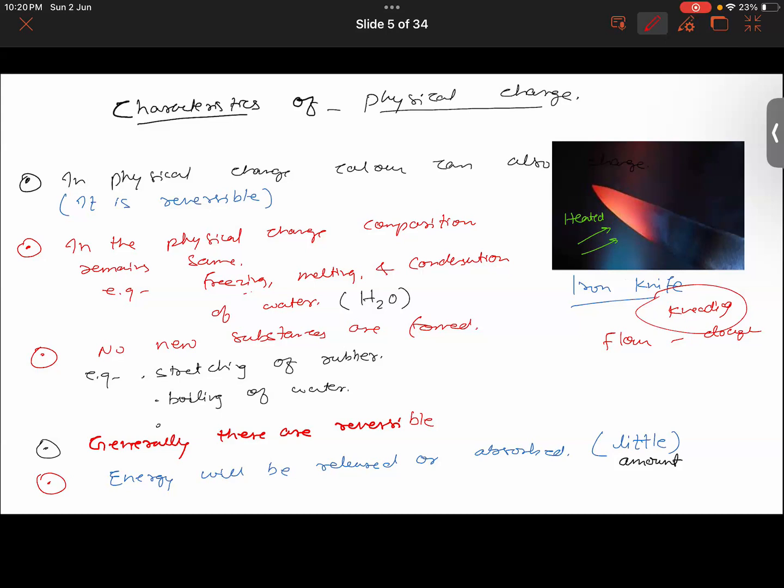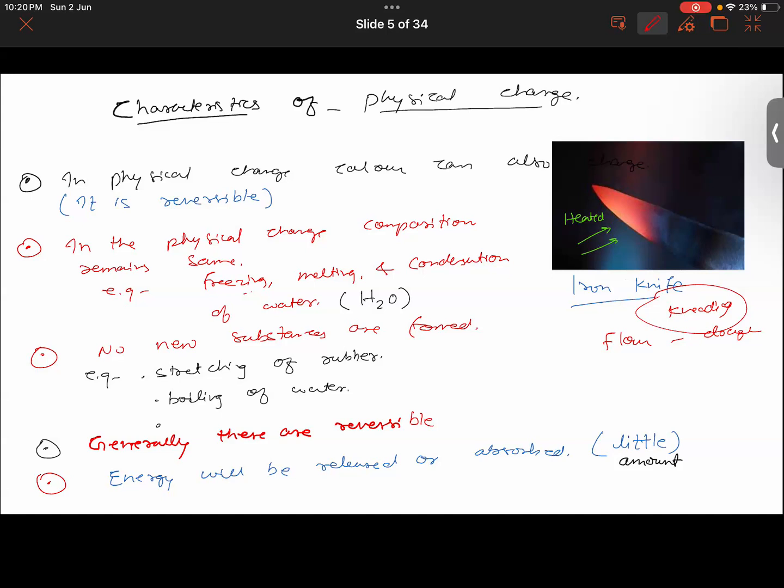Tell me how kneading of flour into dough can be reversible. Yes, Abu, I'm listening. Sir, if you dehydrate it, then you smash it, then it will become powder. Then if you add water, you can again knead it. Okay. It is reversible in that manner. In that manner, you can say it's a physical as well as a reversible change. Correct.